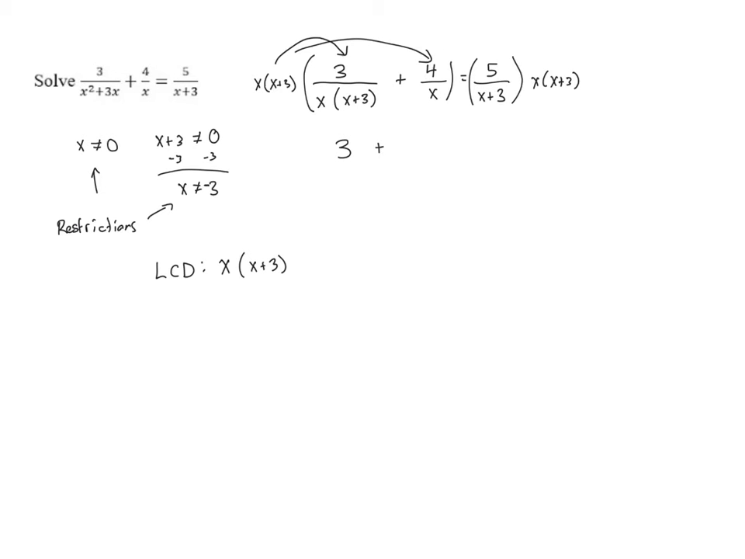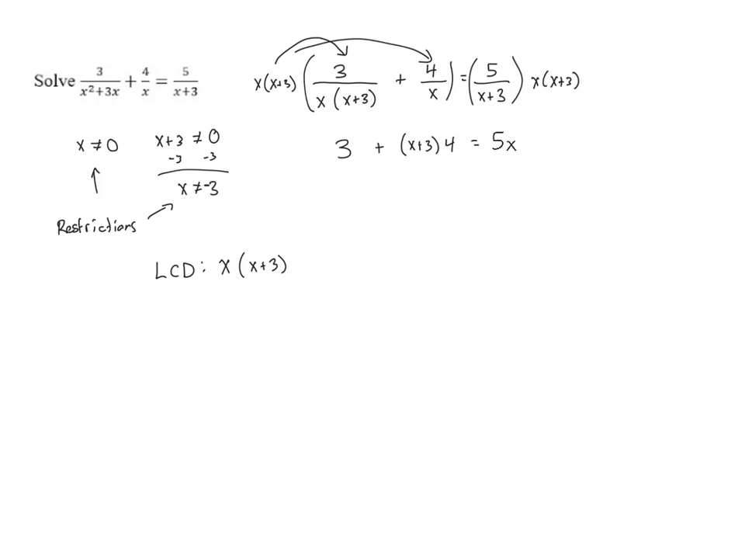Then in the second term, notice that there's an x in the denominator. That's going to cancel with the other x. And so we're just left with that x plus 3 times 4. And so we can write that as x plus 3 times 4. On the right-hand side, notice that the x plus 3's cancel because we've got one in the denominator and one out front. So we're left with the x times 5, which gives us 5x. And now we're ready to solve.